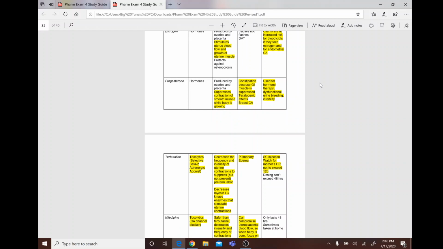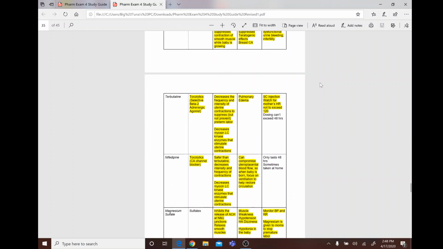How are we going to administer progesterone? Subcutaneous. What vital sign are we watching when taking progesterone? Neither. All right, terbutaline. What is the drug class?